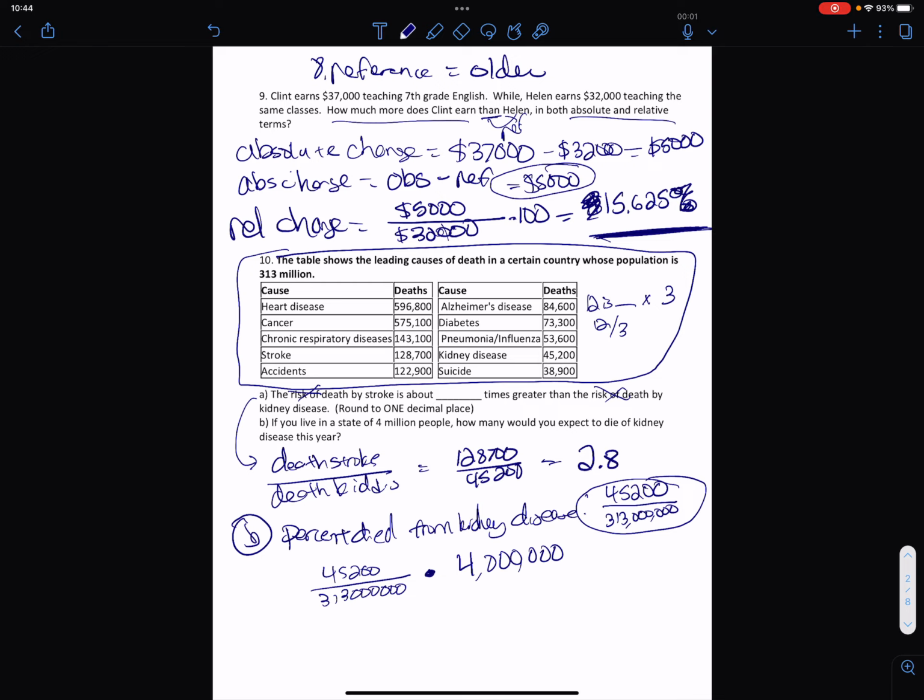You also can think of this like it is a proportion. So I have 45,200 deaths divided by my total population on one side equals what I'm trying to find, which is the number of deaths I can expect out of this 4 million, which is the bottom part of the fraction on the right side, if that makes sense. And I get 577.6. So I'm going to call that 578 people, hopefully. It was hard to type all those zeros in this late, but that is the answer to that.